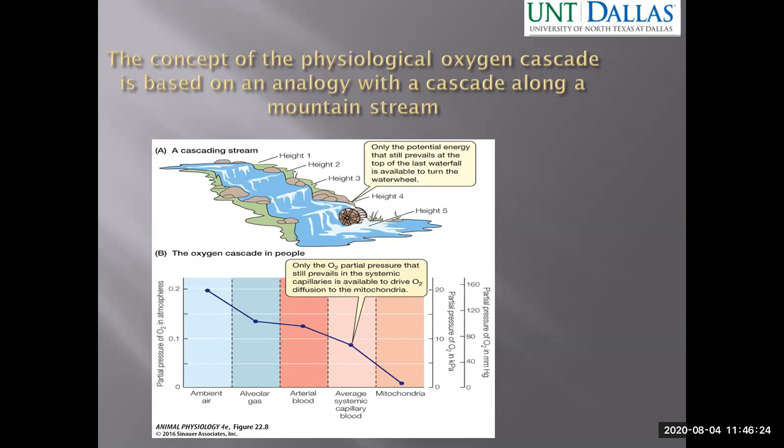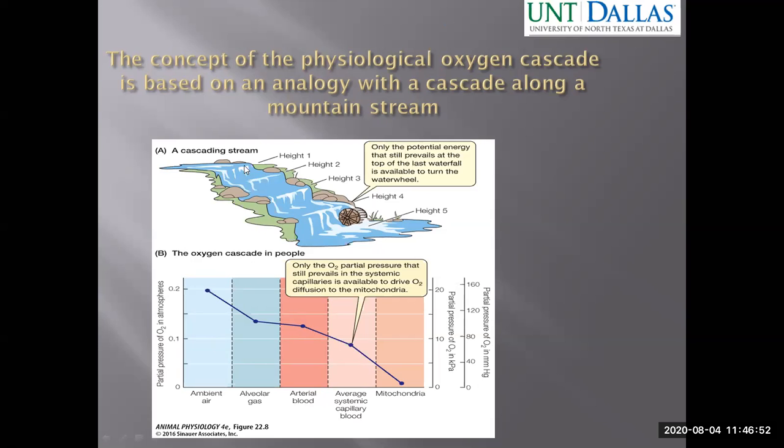So the final fall of the water provides the actual force to turn this water wheel. To construct an oxygen cascade, one plots the oxygen partial pressure at successive steps along the path between an animal's environment source of oxygen and its mitochondrion. So this is the oxygen cascade in people.